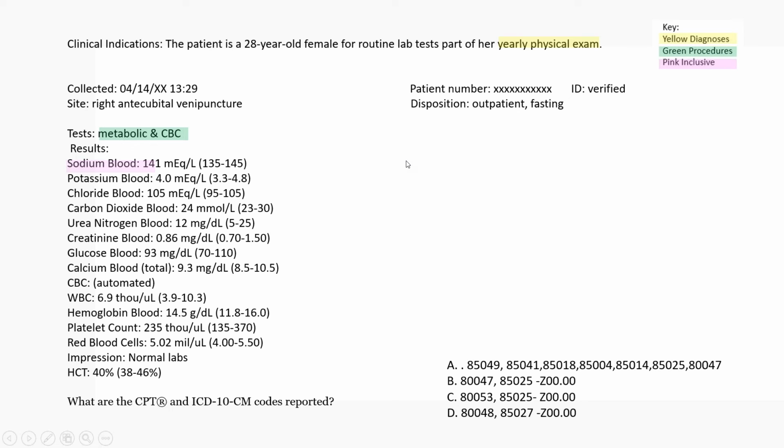We're having a sodium blood, potassium blood, chloride blood, carbon dioxide blood, urea nitrogen blood, creatinine blood, glucose blood, calcium blood total, CBC automated, WBC, hemoglobin blood, platelet count, RBC. These are the tests performed along with a hematocrit in the bottom, and the impression was normal labs. And the correct answer for this scenario will be option D.